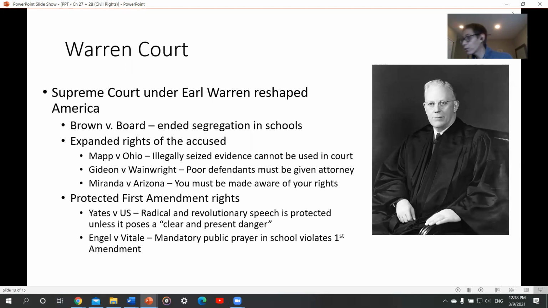And then the Warren Court also protected First Amendment rights, our freedoms. Yates versus the US said that radical and revolutionary speech, like communists might advocate for, is protected speech unless it poses a clear and present danger. Again, making another modern day connection, Donald Trump's words at the January 6th rally that led to the protests at the Capitol. Many people said that his words were not free speech because they posed a clear and present danger. And then Engel v. Vitale said that requiring prayers in public schools was unconstitutional against the First Amendment.